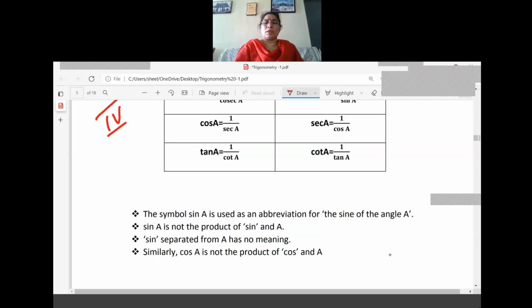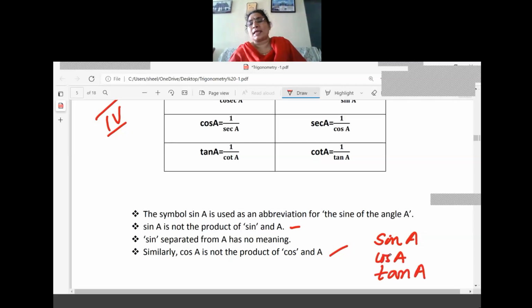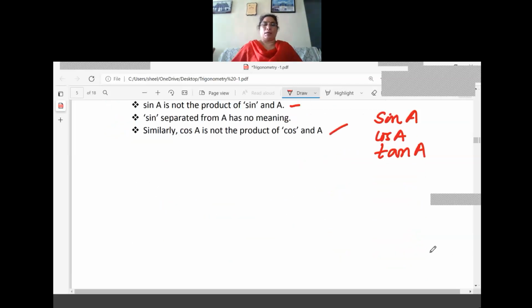Whatever we have told here, that is the same thing here also. When we are writing sine A, don't think that it is a product of sine and A. What is the meaning? It is a trigonometric ratio with respect to angle A, the sine of the angle A. Similarly, cosine of the angle A when we are writing cos A. When we are writing tan A, what is the meaning? Tangent of the angle A. So there is no product. It's a ratio, and the names of the ratios are sin A, cos A, tan A only, right?